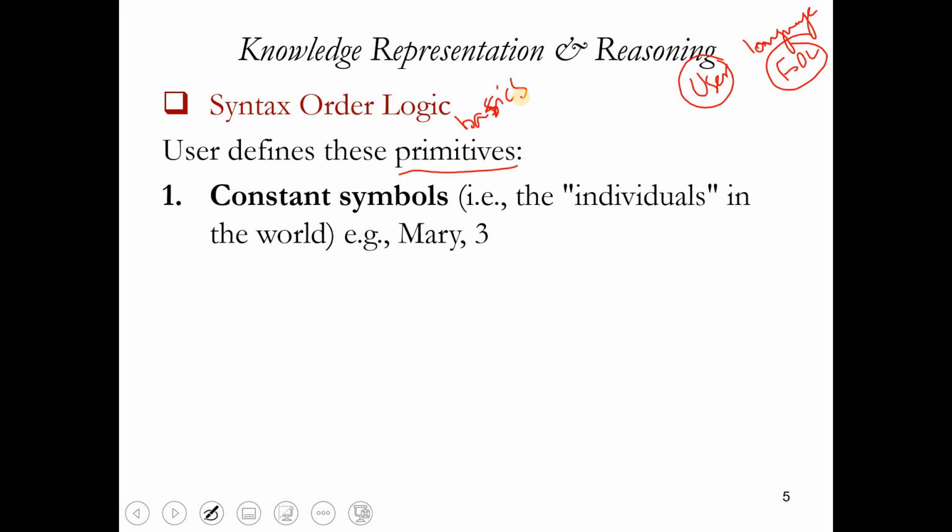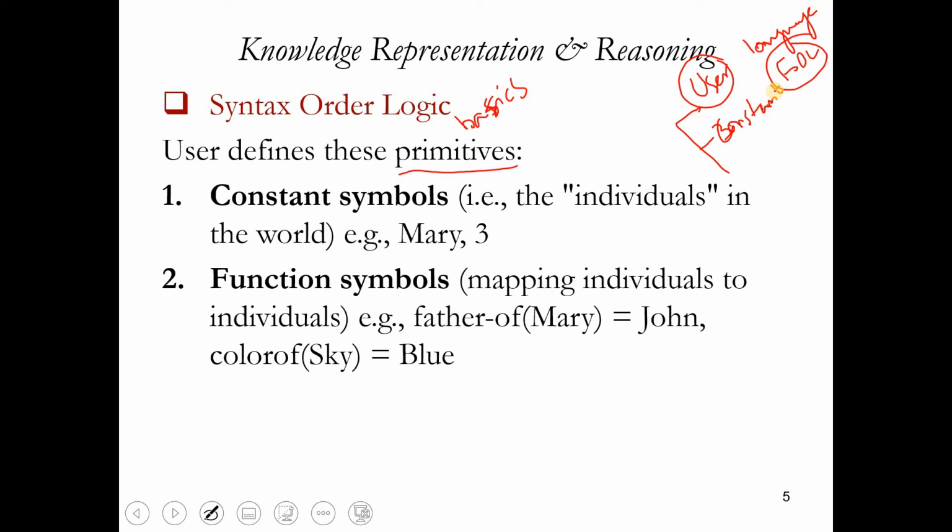The user will define any constants. In the propositional language you had only two constants, true or false. Here you can have any number of constants. You can define anything as a constant. For example, you can define 3 as a constant. You can define a name like Ali. It is a constant.